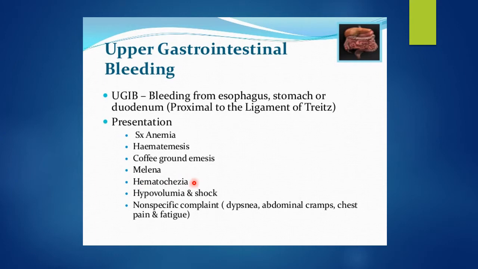Hematochezia, especially if the bleeding from the upper GI is massive, it can also present as hematochezia. It can also present as hypovolemia and shock, and non-specific complaints like dyspnea, abdominal cramps, chest pain, and fatigue.